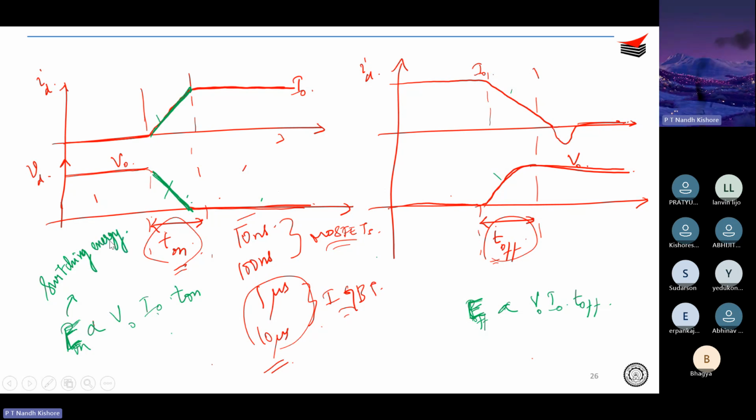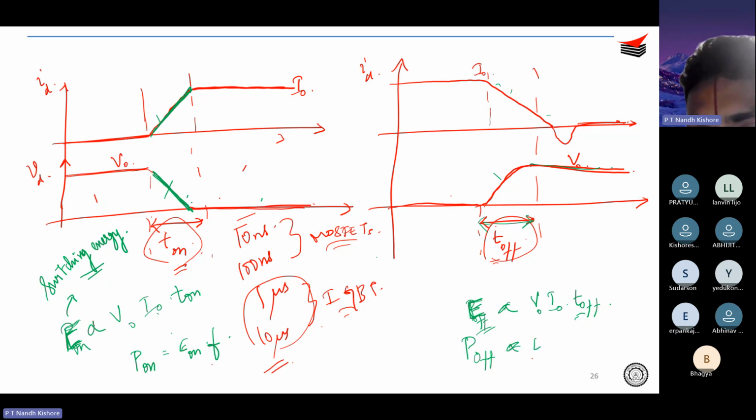That is, this much amount of energy is spent each time the device turns on, and each time the device turns off, this much energy is spent. The energy spent is directly proportional to your voltage level, your current level, and the time for which the turn on or turn off persists. So from the switching energy, you can compute the power loss. P on is simply E on times frequency, and similarly P off is equal to E off times frequency.